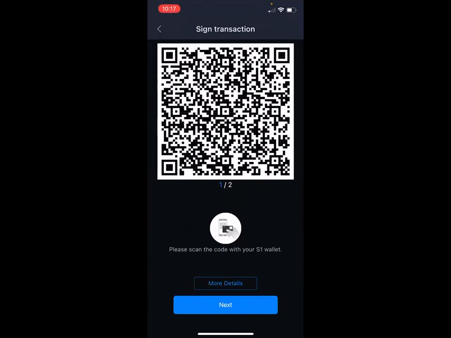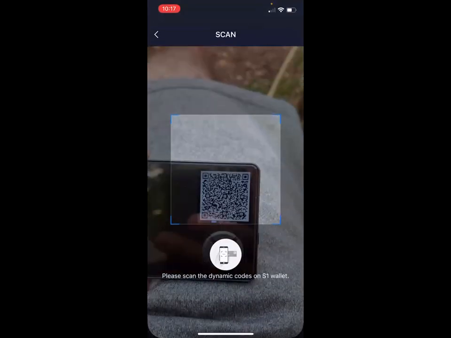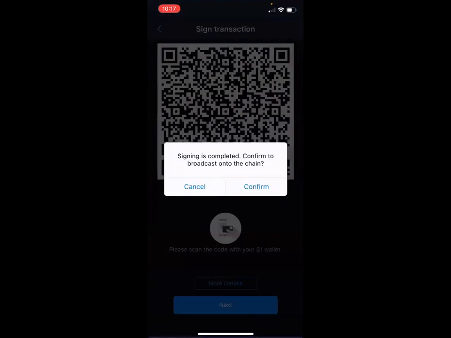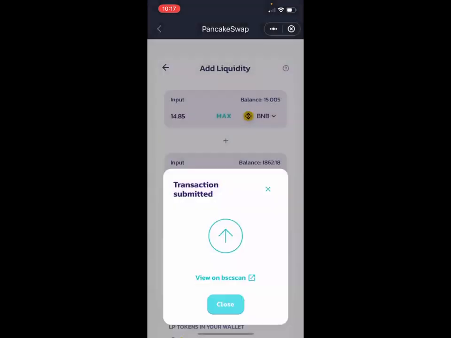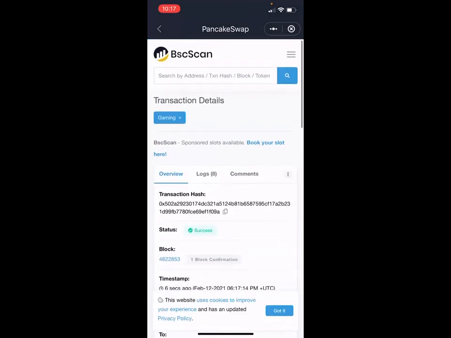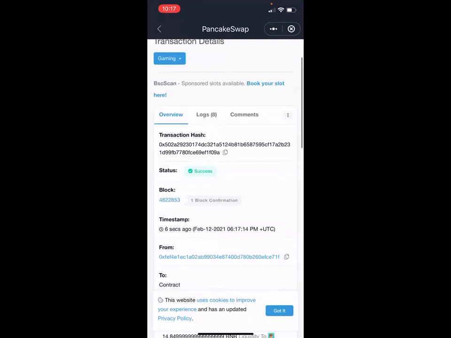Okay, now time to scan my SafePal. As y'all can see, I'm doing this in my backyard. It's a beautiful day here in Las Vegas. Okay, transaction submitted. Let's go to BSC scan again, and boom, it's already done.